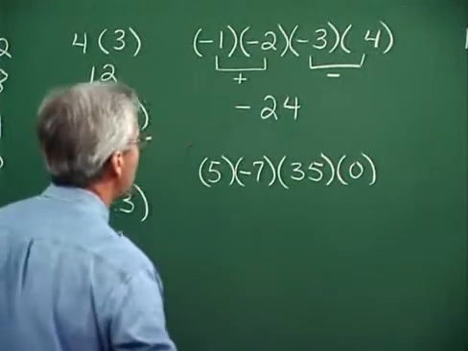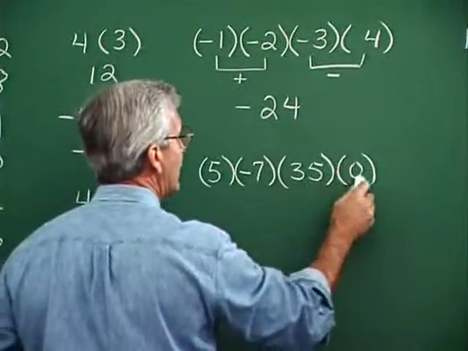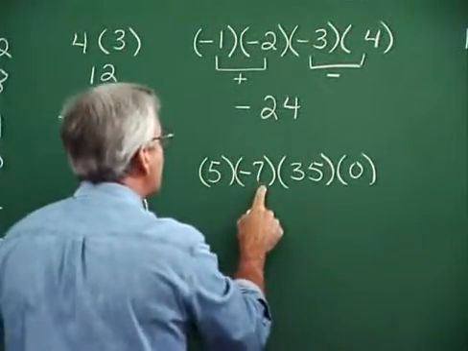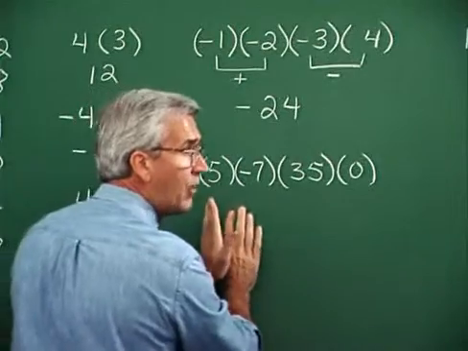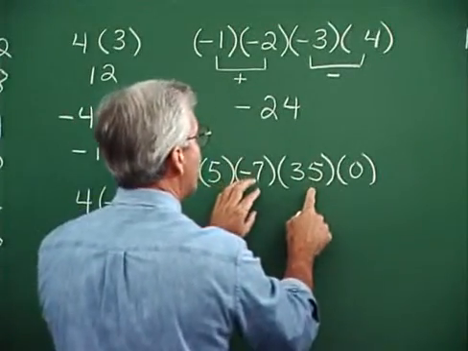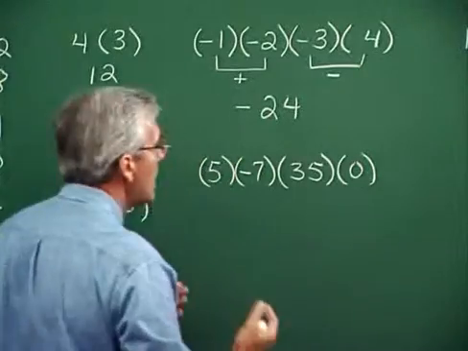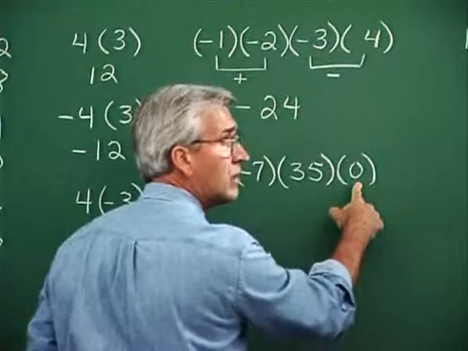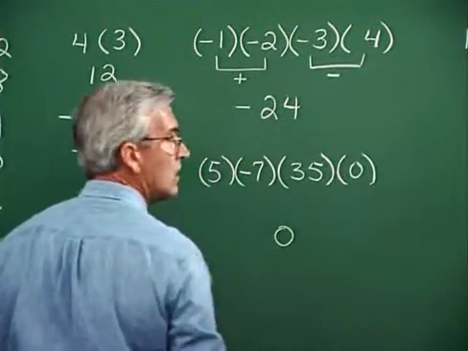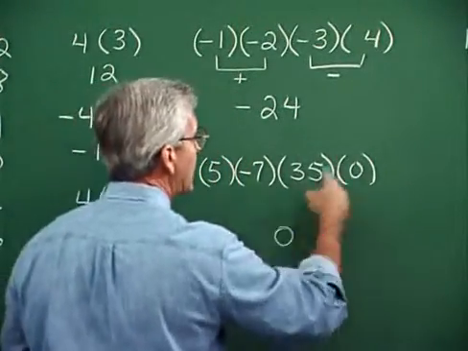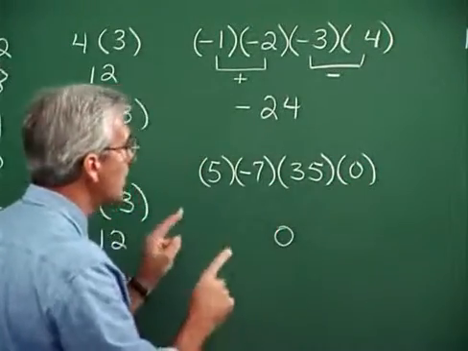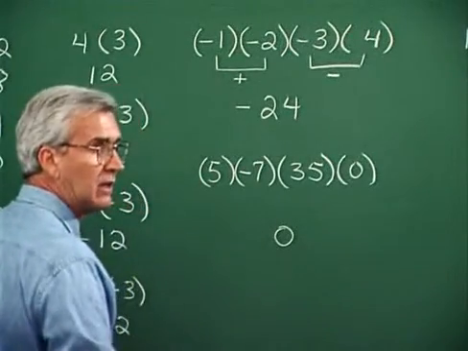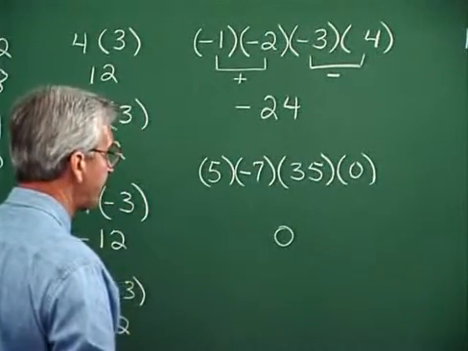Here's another interesting situation, 5 times negative 7 times 35 times 0. Now, we could begin this by saying 5 times negative 7 and find that product and then multiply that times 35 and then multiply that times 0. But when we see a string of factors like this and 0 is one of those factors, the answer is 0. Because 0 times anything is going to be 0. And if 0 is just one of the factors, regardless of what the others look like, that answer is going to end up to be 0.